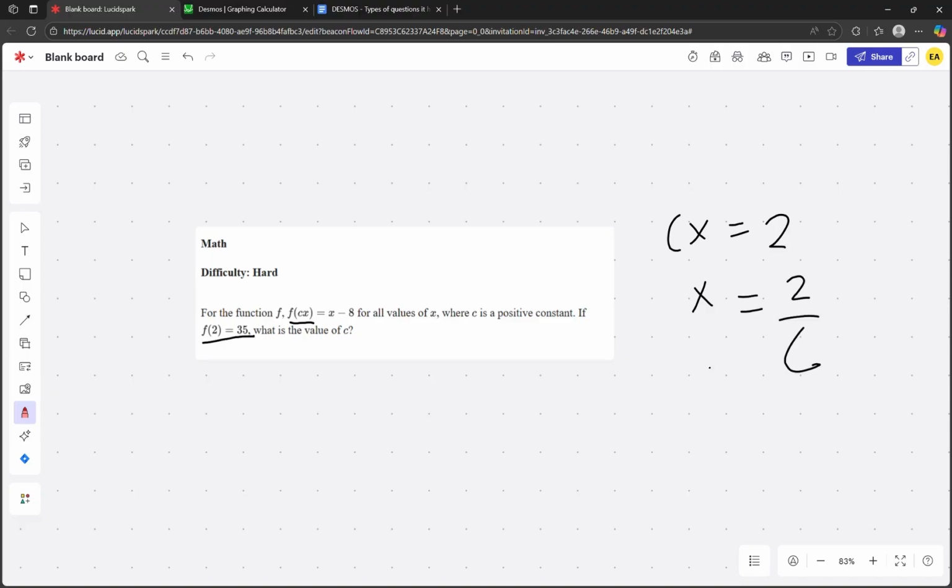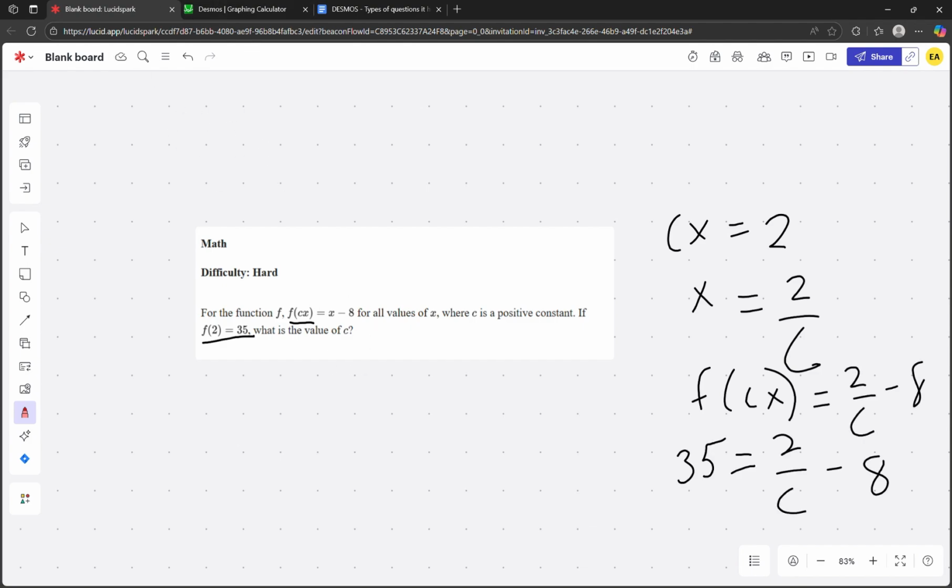Now we can plug that into our original equation. So f of cx is equal to x minus 8, and x is 2 over c, so 2 over c minus 8. Now we're going to set up the equation: 35 equals 2 over c minus 8.